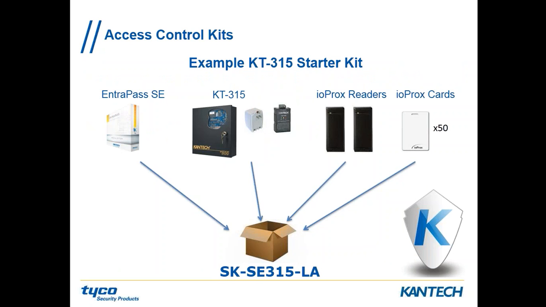For example, here we have an example of starter kit. KT215 starter kit. You have the EntraPass Special Edition. You have the KT215. This one comes with a USB 485 for direct communication. You have 2 readers and 50 cards. What do we miss here? We don't have the lock. We don't have the cable. We cannot be sure what type of lock you need. But here you have everything you need for 2 doors.